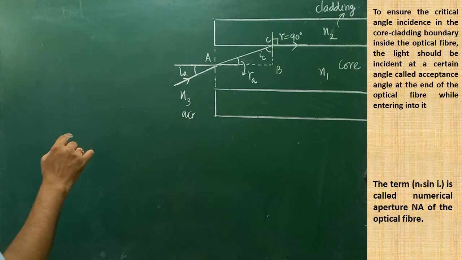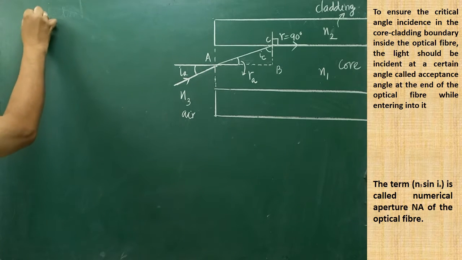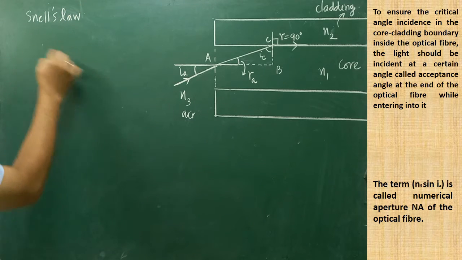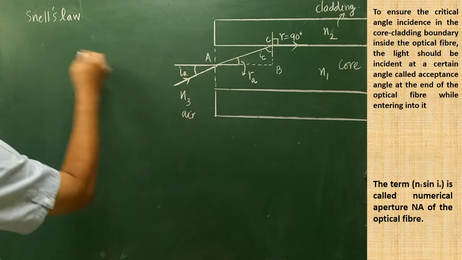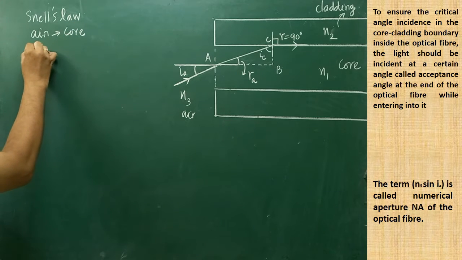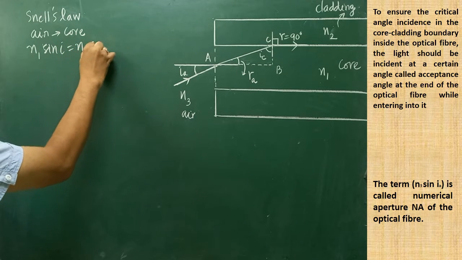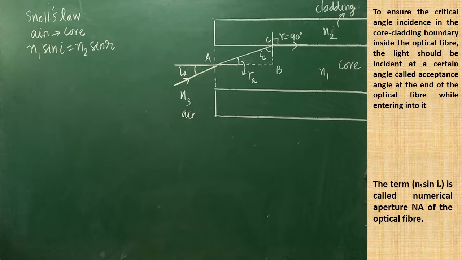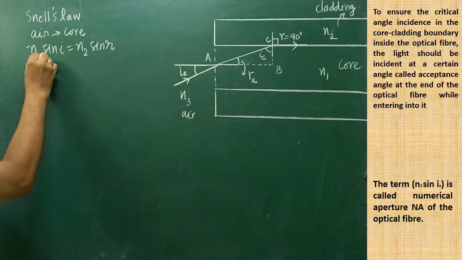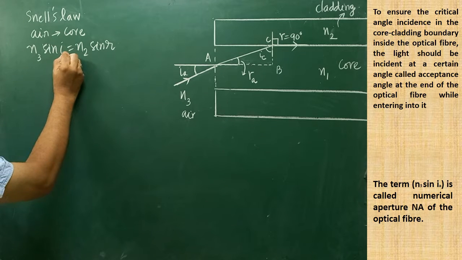Now I am going to apply Snell's law when the light travels from air medium to the core. How to write Snell's law? Snell's law is applied when the refraction takes place here, when the ray travels from air to core. The fundamental equation is N1 sin I equals N2 sin R. Here, which medium is there? N3 is there. Therefore, instead of N1, we can write N3. Here this angle is called the acceptance angle, therefore I can be written as IA.